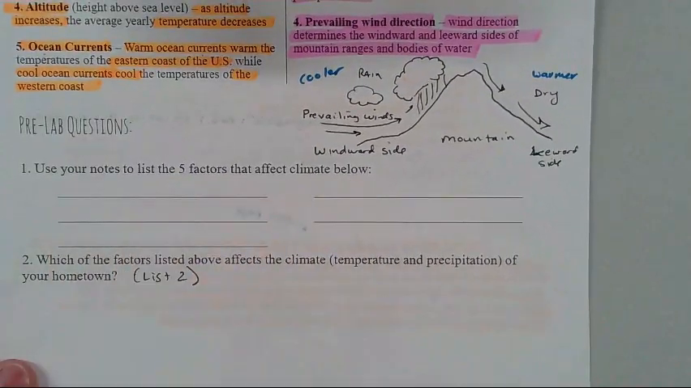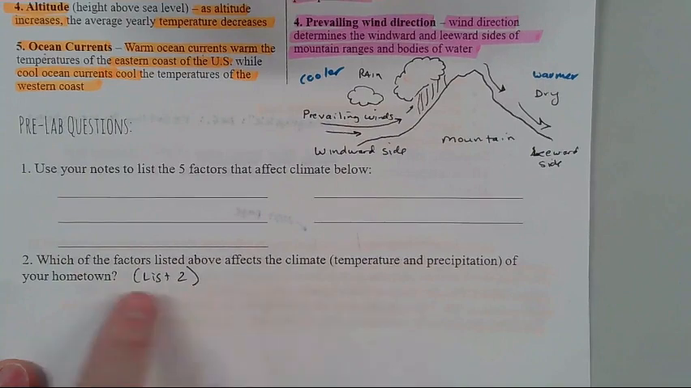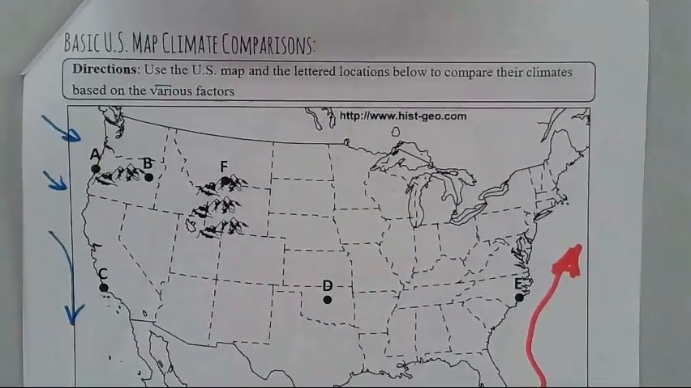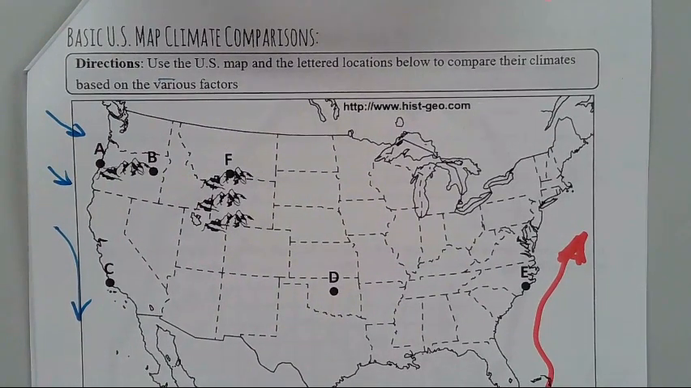Pre-lab questions. The 5 factors can be found on the front page. And you should determine 2 factors that affect Burnsville. Again, feel free to pause this as needed. Next, we have a U.S. map, and you're going to be asked questions about comparing different locations. So when asked about different locations, please keep in mind, I want you to look at the locations and see what do they have in common and what differentiates them.